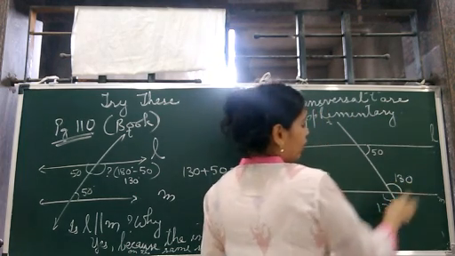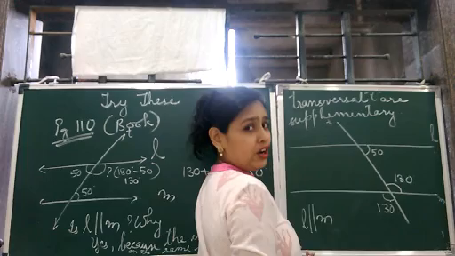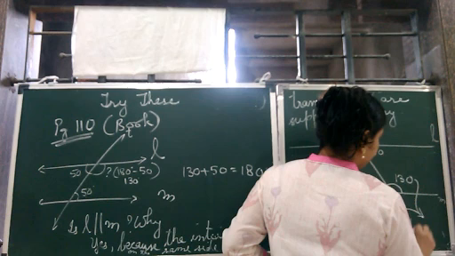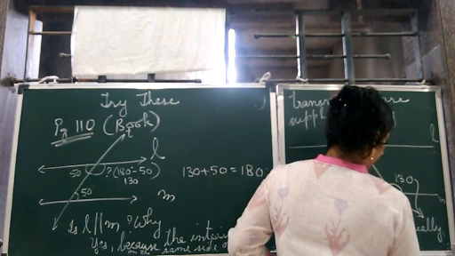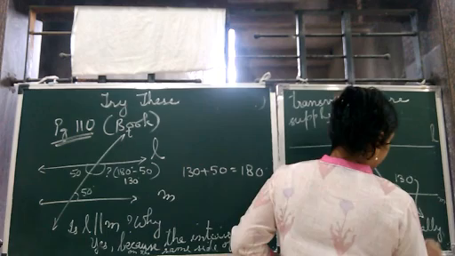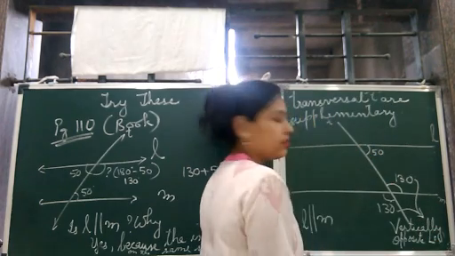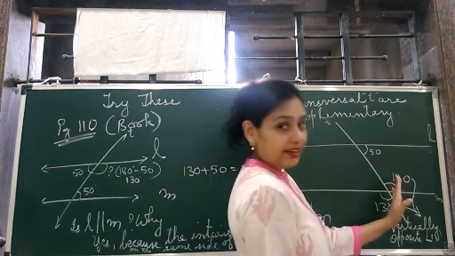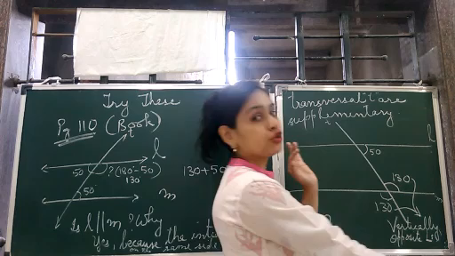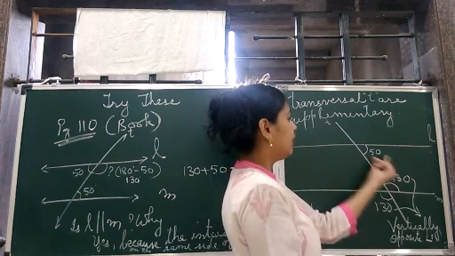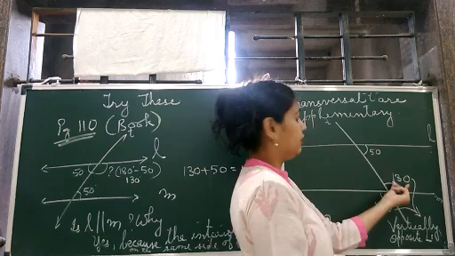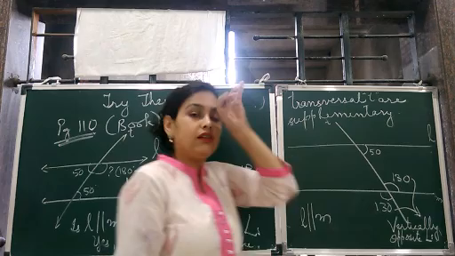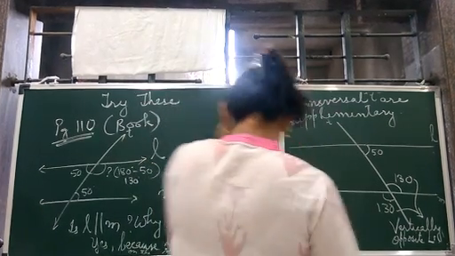Why? Because both are vertically opposite angles. Yes, so you can write here and then you can show like this. Vertically opposite angles. Yes. Now, for these two lines to be parallel, the interior angles on the same side of the transversal should be supplementary. That means we have to add 50 degree and 130 degree. The total should be 180 degree. Okay, that is supplementary. So let's do that.